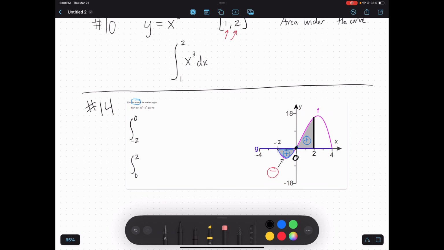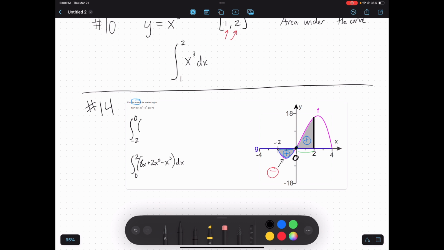Well, 0 to 2 is the more straightforward one. Why? Because my function is positive through that interval. Since my function's positive, I'm just going to take the integral of the function with nothing changed. 8x plus 2x squared minus x cubed. But from -2 to 0, my function's negative.